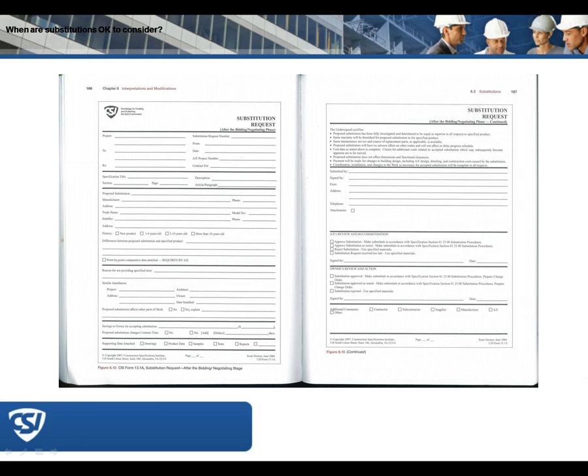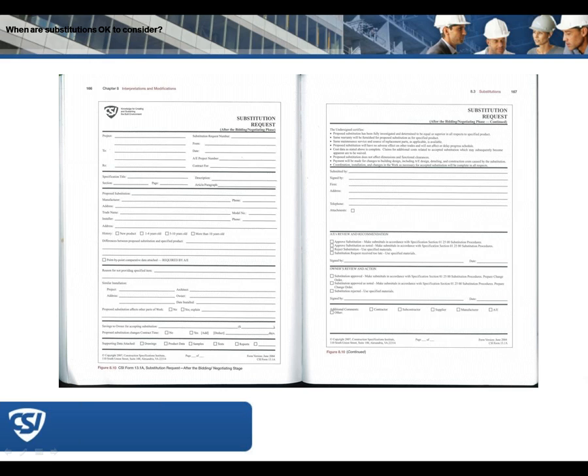I like this form. I've used it in the past. I have since created my own form that incorporates pretty much everything that you see here and then adds a little bit more. One thing I have that I don't think the CSI form has is a side-by-side comparison. I want them to tell me dollar-wise what the impact is going to be, if this substitution is going to cost more or cost less. I want that, and oftentimes I'll ask for supporting documentation to verify it.